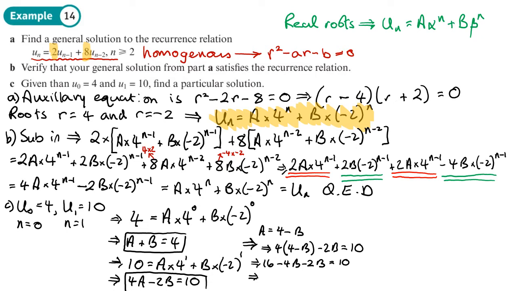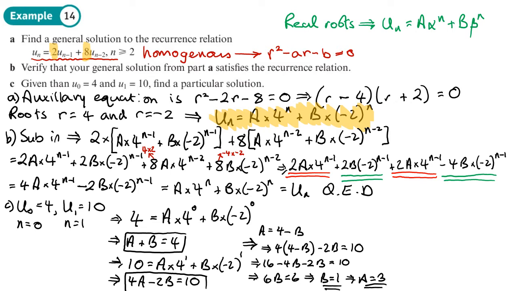So if I move the b's over to the other side, I'll get 6b, and then move the 10 across to the other side. So 16 minus 10 is going to be 6. So that will give me b equals 1. And then it's very easy to find a. If b equals 1, then a equals 3. So now I've got my values of a and b.